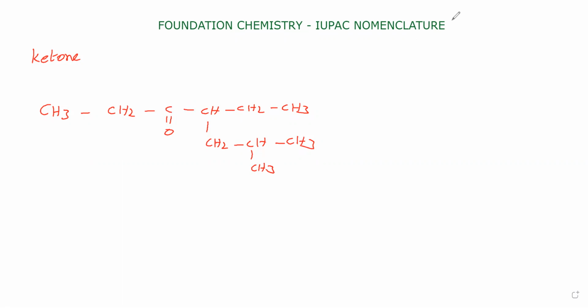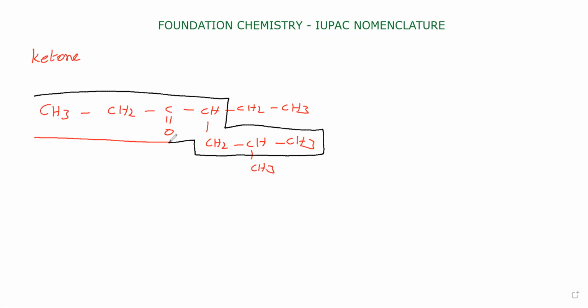Therefore, we will select the parent chain like this. This is the parent chain we can say. So the parent chain contains how many carbon atoms? You count it: 3, 4, 5, 6, 7. Seven carbon atoms are there. Therefore, what is the root word? Hept is the root word. This parent chain contains 7 carbon atoms, therefore the root word is hept.